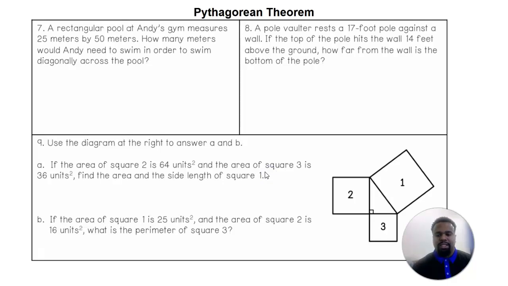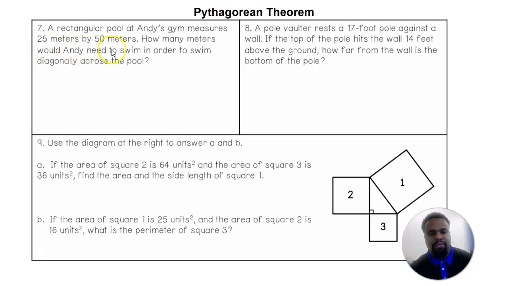Now let's do some application. A rectangular pool at Andy's gym measures 25 by 50 meters. So if you think about a rectangle, right, 25 by 50, and think about Andy. Andy is trying to swim diagonally across the pool. So if it's a diagonal distance, that's the hypotenuse that we need to find. So we need to utilize the Pythagorean theorem.